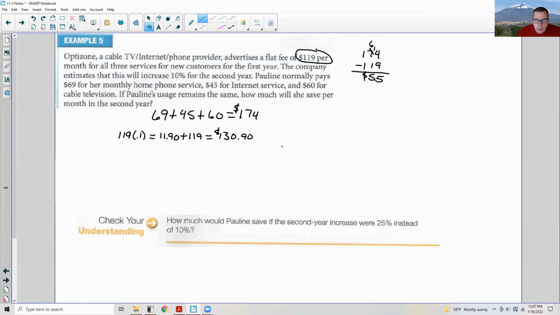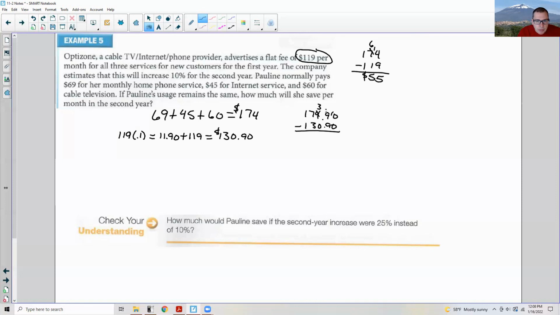Okay, so that's the second year of service. So then we're going to take this 174 minus $130.90 next year, the second year, and see how much she will make. So I'm going to have to borrow here, and this is going to be a 9, and this is going to be a 10. Actually, I don't need to go that far.